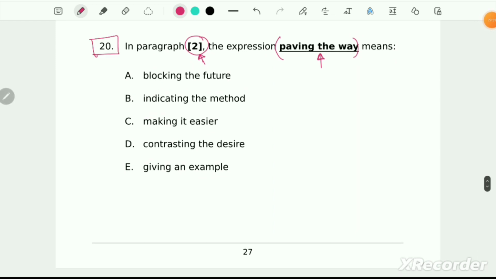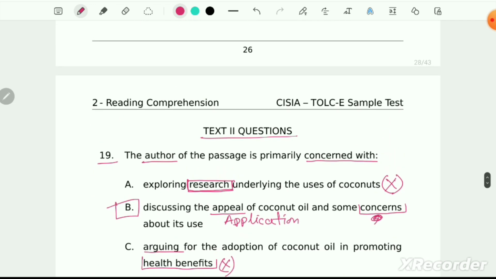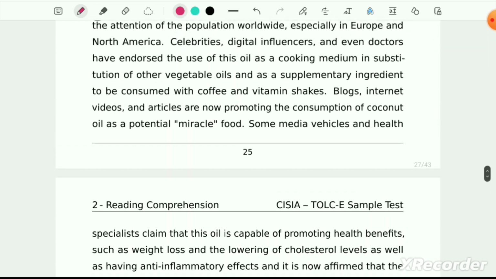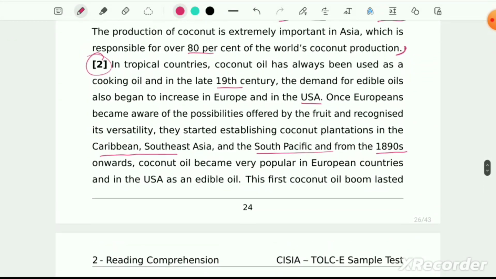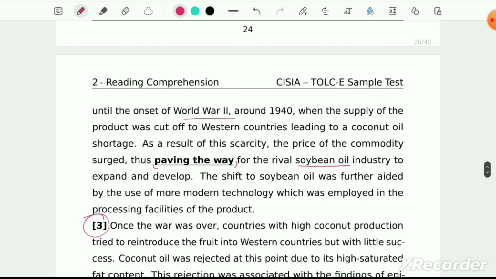Our question number 20. In paragraph 2, the expression paving the way means blocking the future, indicating the method, making it easier, contrasting the desire, giving an example. Okay, so let's move on to paragraph 2. And here you can see paving the way is highlighted. That means if we read this particular sentence, then we may have the answer. So let's read the particular sentence.